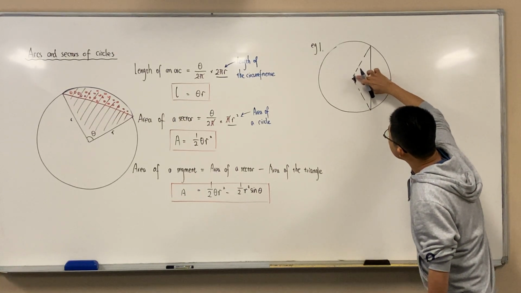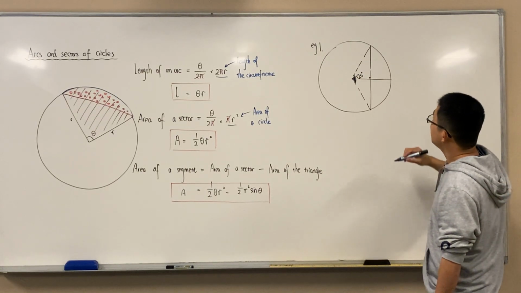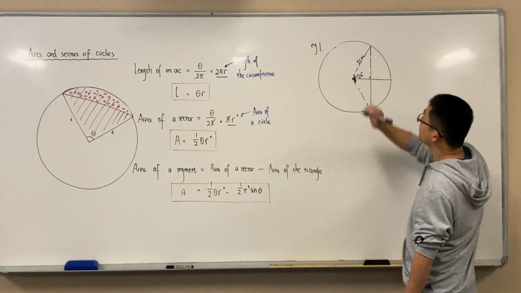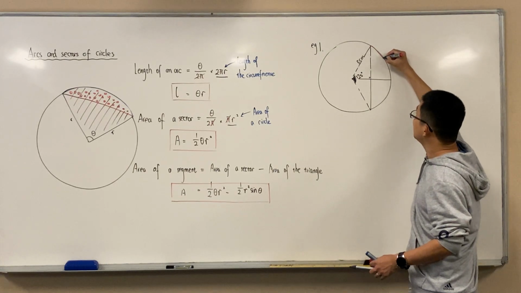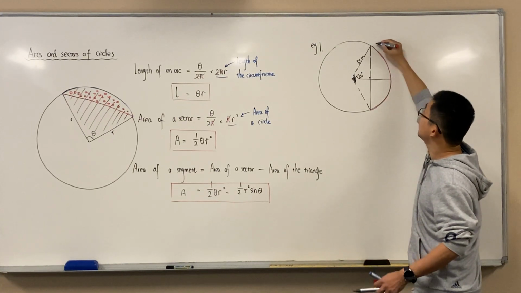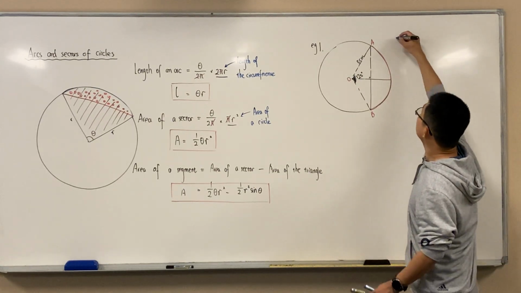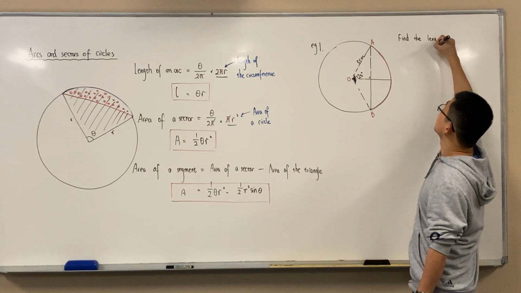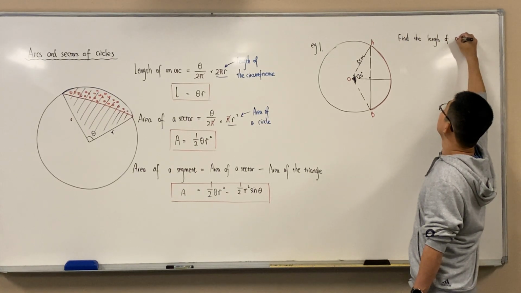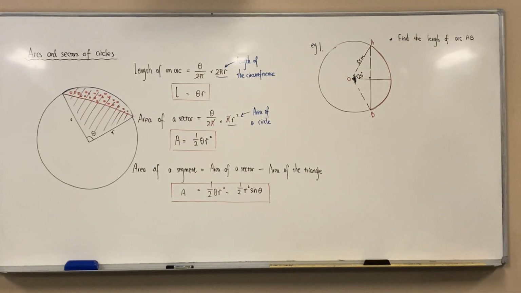If we know this angle is equal to 120 degrees, and we know the radius is equal to 5 centimeters, the question asks us to find the area of the arc, which is this arc here. I will call this A, that's B, that's O. So the first one is to calculate the length of arc AB, given this information.